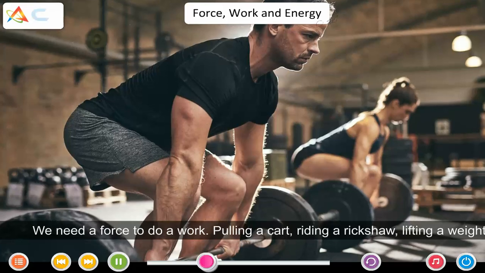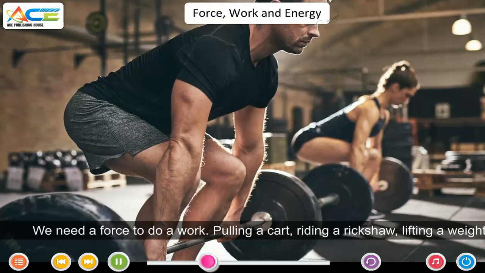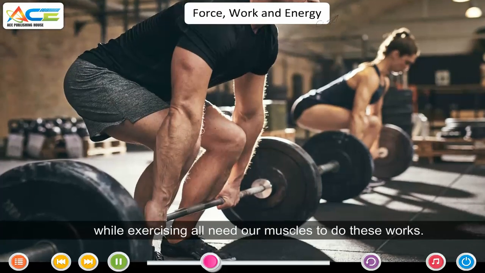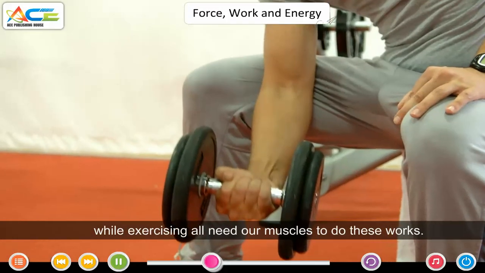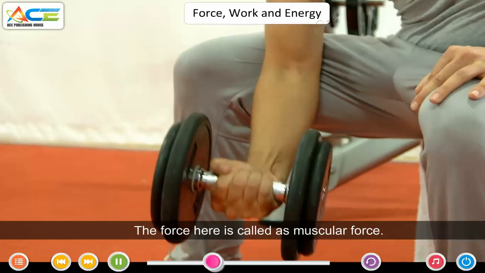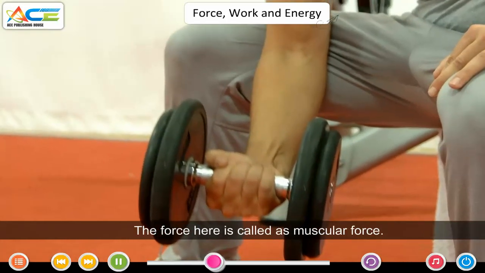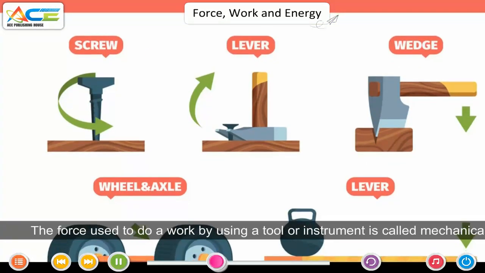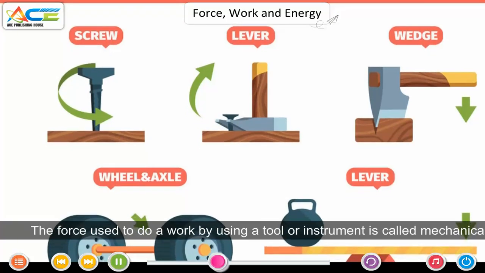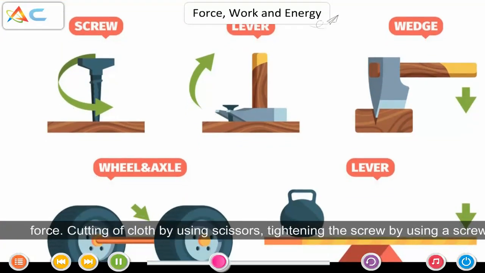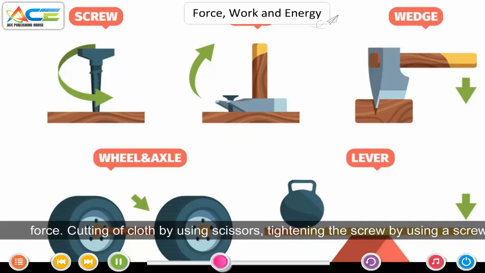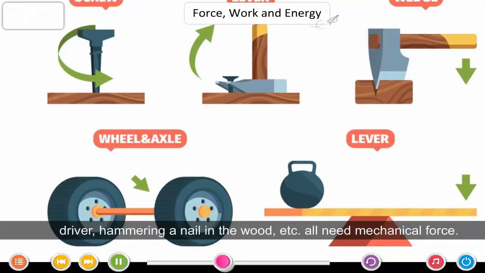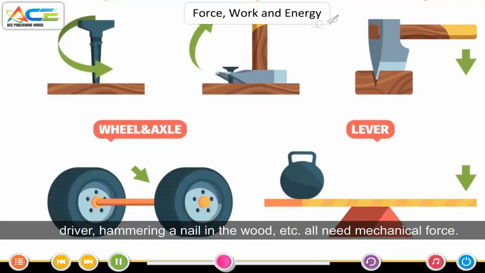Muscular force. We need a force to do work. Pulling a cart, riding a rickshaw, lifting a weight while exercising all need our muscles to do these works. The force here is called muscular force. Mechanical force. The force used to do a work by using a tool or instrument is called mechanical force. Cutting of cloth by using scissors, tightening the screw by using a screwdriver, hammering a nail in the wood, etc.